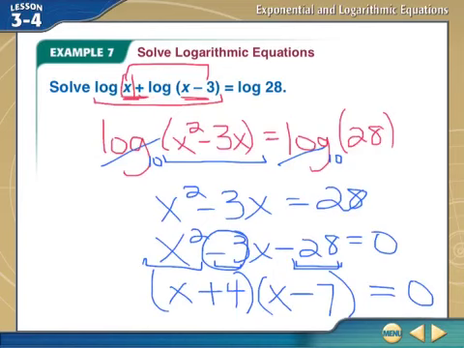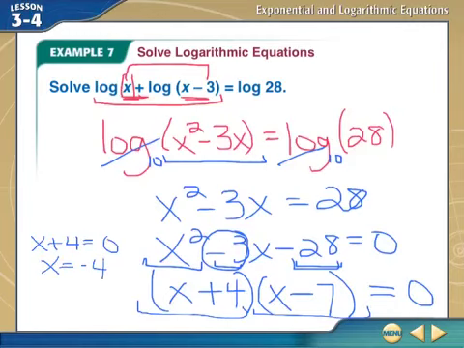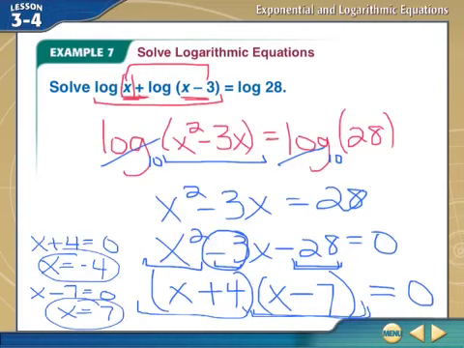Now, using the zero product property, since x plus 4 times x minus 7 equals 0, that implies that x plus 4 equals 0, which means x is equal to negative 4. And it also implies that x minus 7 equals 0, or that x equals 7. So we have two solutions here, negative 4 and positive 7.